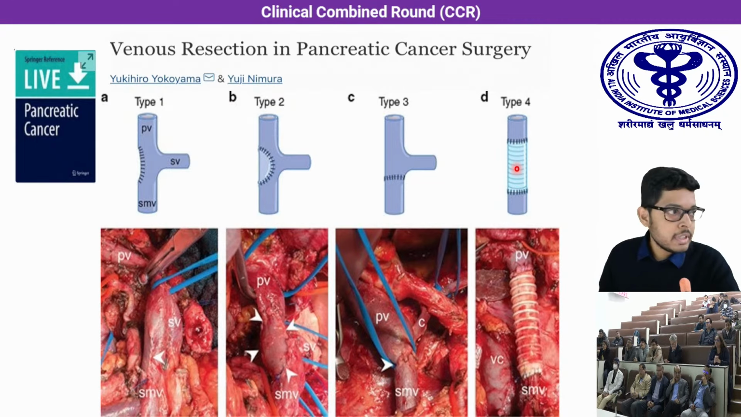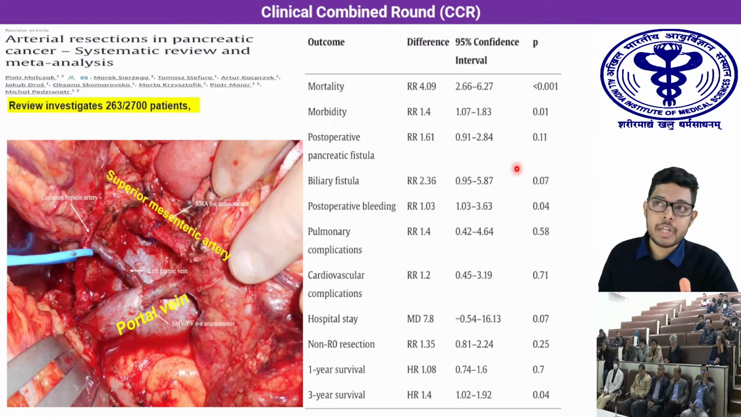The survival after procedures which involve venous resections is equal to the standard Whipple's procedure, which does not involve venous resections. Intervention in the form of venous resection and reconstruction is very well established now. The same cannot be said about arterial resection. This is a meta-analysis where they reviewed 263 patients who underwent some form of reconstruction in the artery. Among these 263, hardly 60 were interventions on the superior mesenteric artery, and the report is that the result of the surgery is not very good.